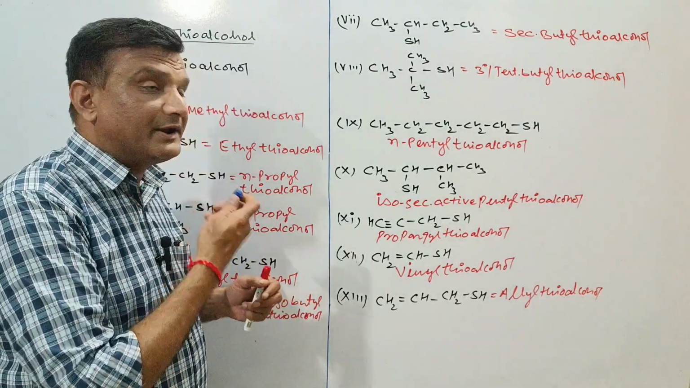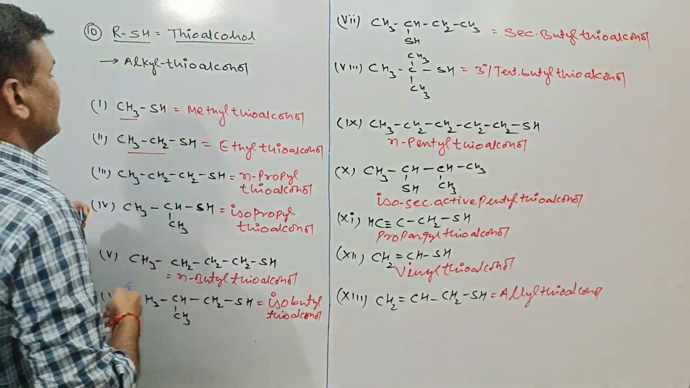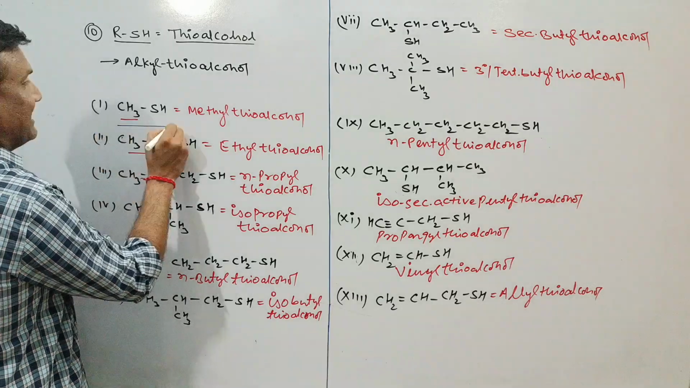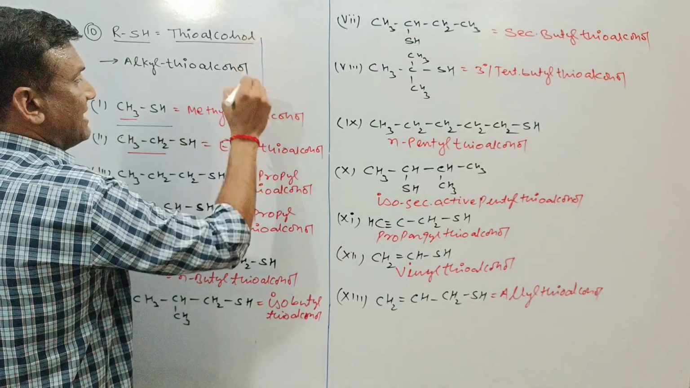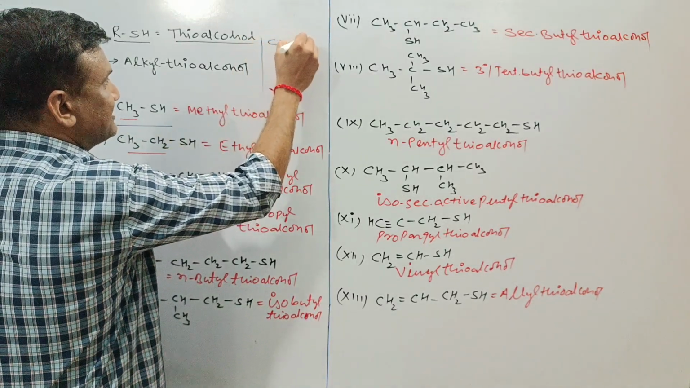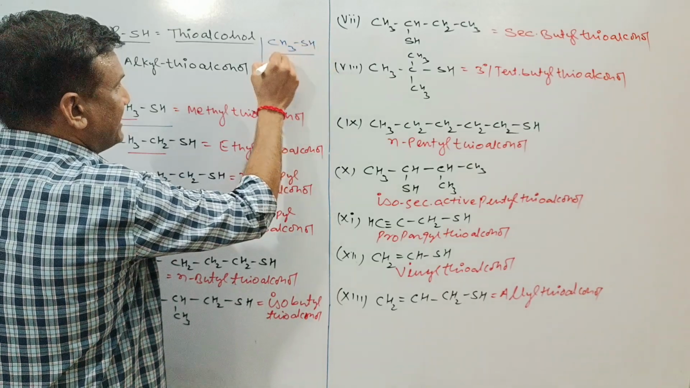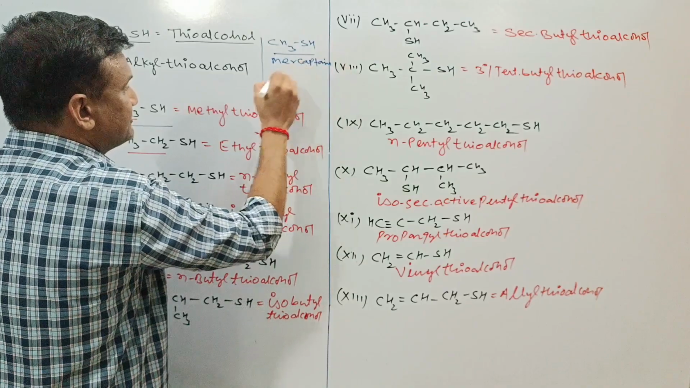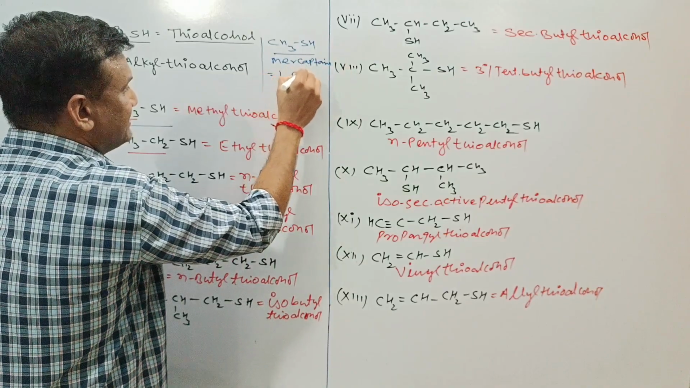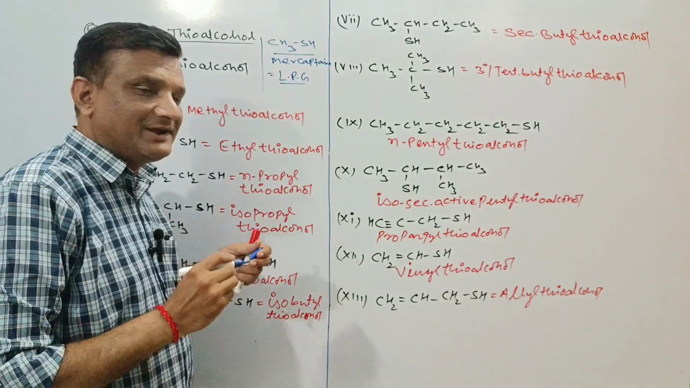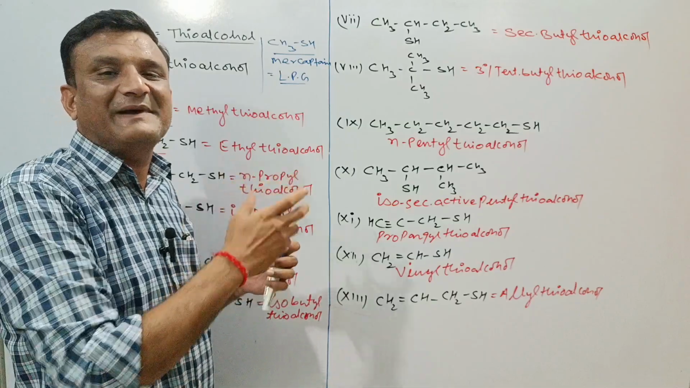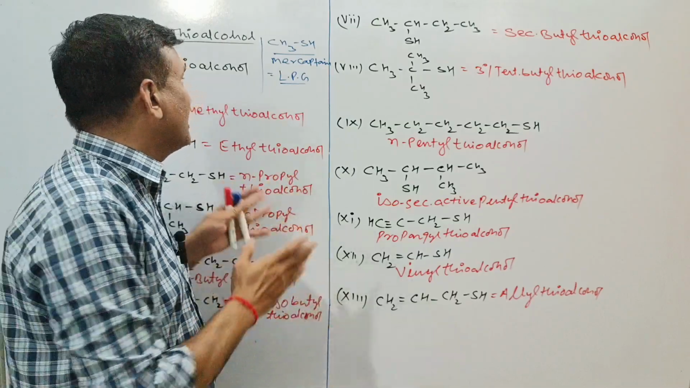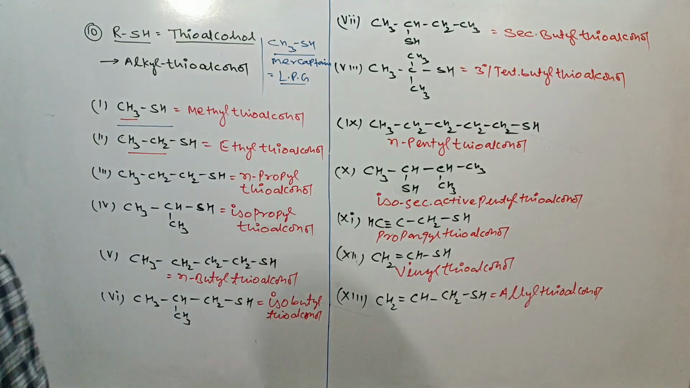One thing is also important. This compound, CH3SH, is also called mercaptan, and it is used in LPG, liquid petroleum gas, so that a leak can be detected from its smell. This was about the thiol.